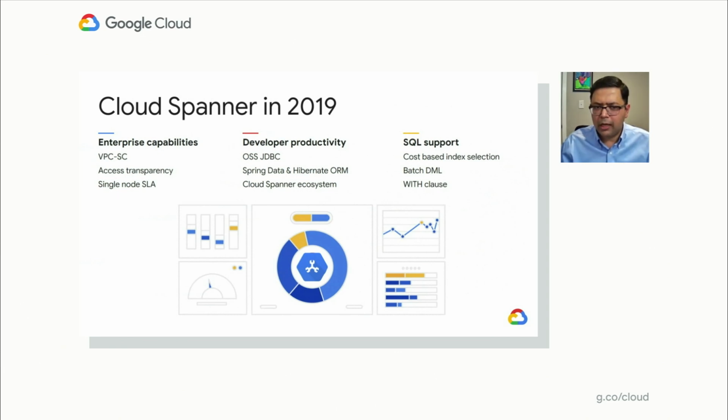So on the enterprise side, I already talked about VPC, access transparency, which is extremely critical for some of our regulatory industry users, where even when Google SRE touches your data for any reason, that kind of an action has to be logged. So that is access transparency. Spanner supports access transparency, and we updated our SLA in September 2019.